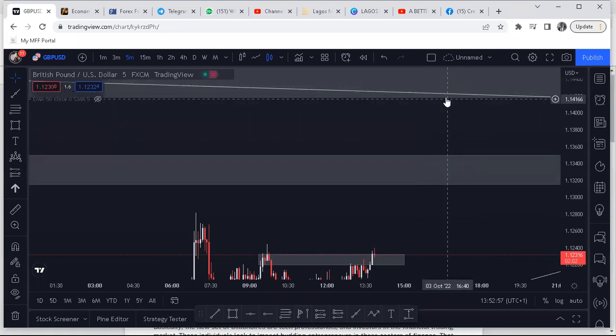So we are waiting for the big sell. So that's the second trade idea. Sorry, that's the third trade idea.